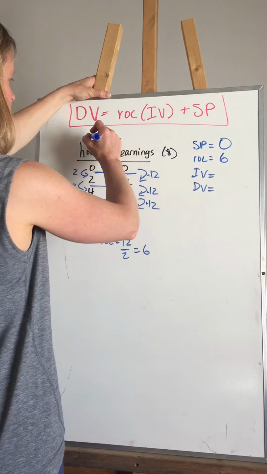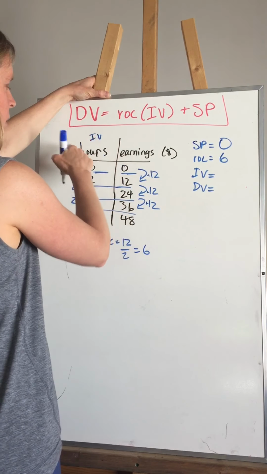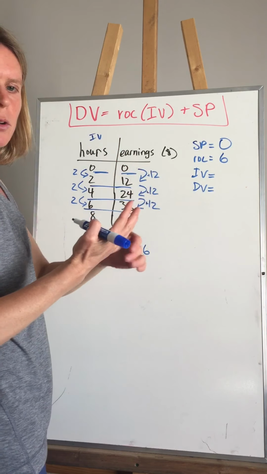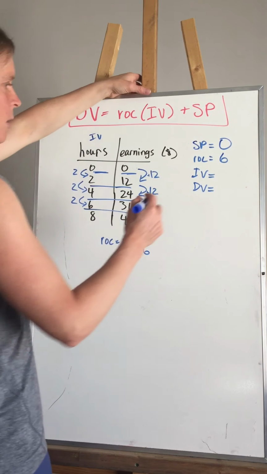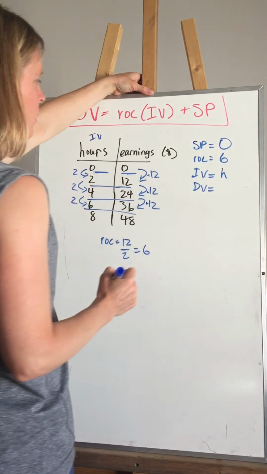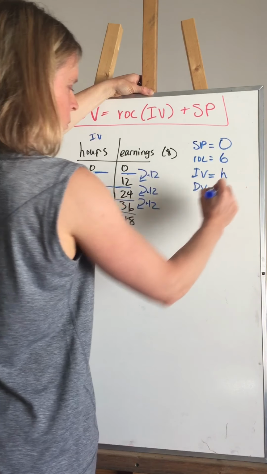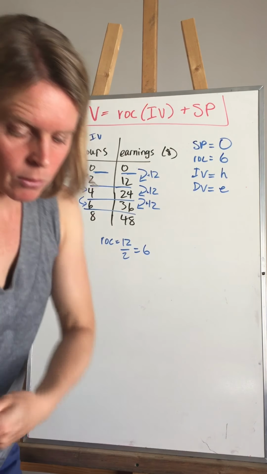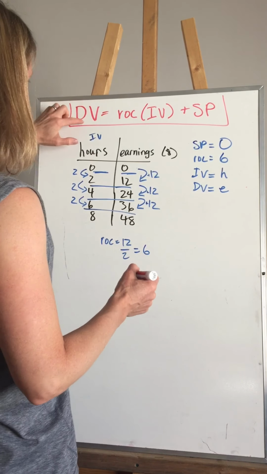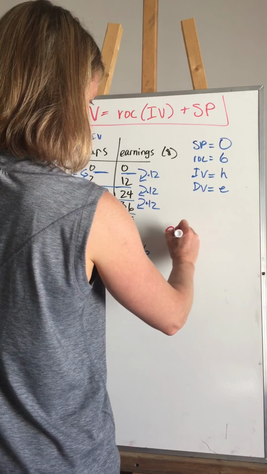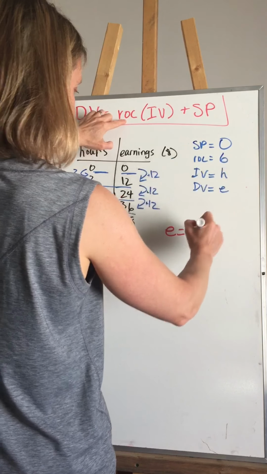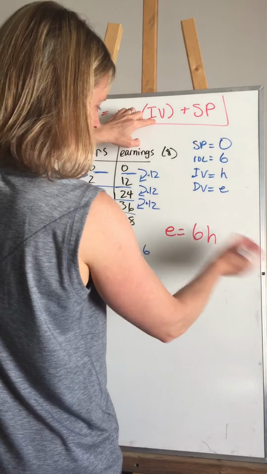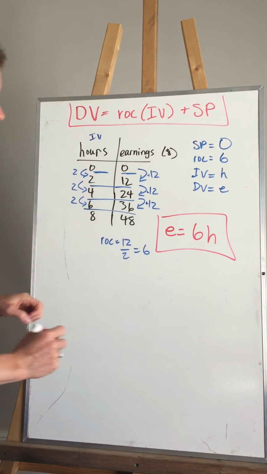Your independent variable: whenever you have anything having to do with time, whether it's months or years or minutes, hours, whatever it is, that's going to be your independent variable. So I'm going to use H for hours, and for earnings, I'm going to use E. Now I have all the information, and I can put it together to come up with my equation. The dependent variable is first, so E equals my rate of change, which is 6, times my independent variable, H, plus 0, so I can just leave that out. That's it.